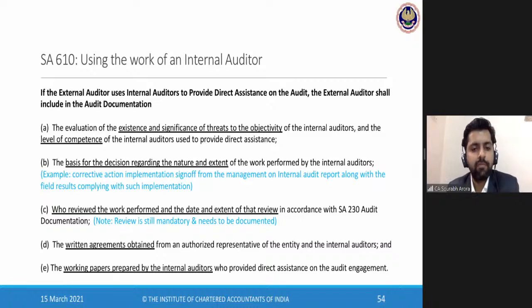Third is who reviewed the work performed, and the date and extent of that review. So not only can you take the direct assistance, but it is your responsibility to review that work as well. You cannot exempt the work performed by the internal auditor from the review, as it is required by the various standards on auditing. Then the written agreement should be obtained from an authorized representative of the entity. And the working papers prepared by the internal auditors can be used. And whenever they provide direct assistance to you, you must retain a copy of the working papers of the work done by them.